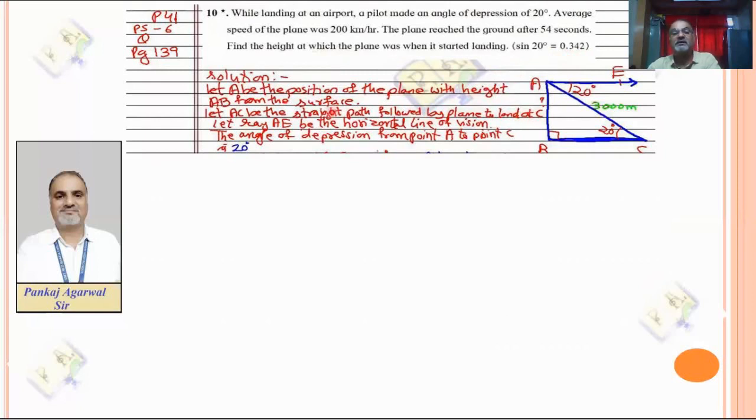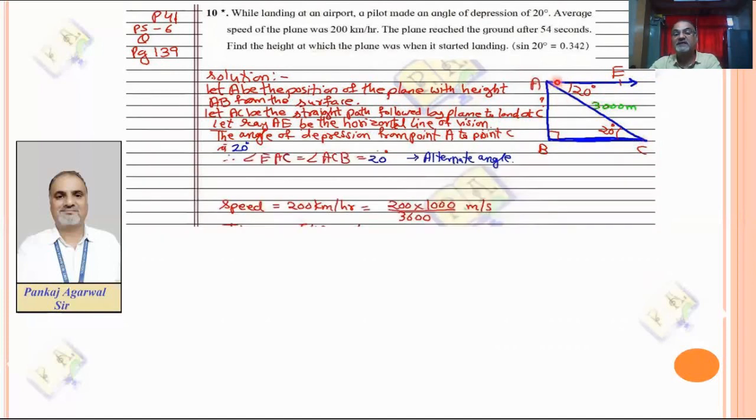Again, same thing. Let A be the position of the plane with the height AB from the surface. Let AC be the straight path followed by the plane to land at C. Let ray AE be the horizontal line of vision. The angle of depression from point A to point C is 20 degrees. So immediately let's write angle EAC equal to angle ACB equal to 20 degree, alternate angle.